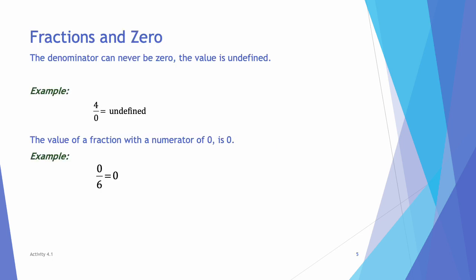Since we cannot divide by 0, and a fraction is another way to represent a division problem, the denominator of a fraction can never be 0. The value of the fraction is undefined. So the value of 4/0 equals undefined. But since we can divide 0 by a number, the value of a fraction with a numerator of 0 is 0. An example, 0/6 equals 0.